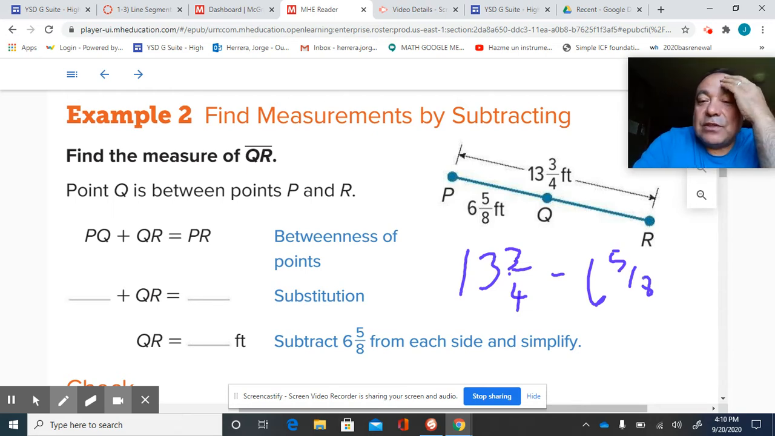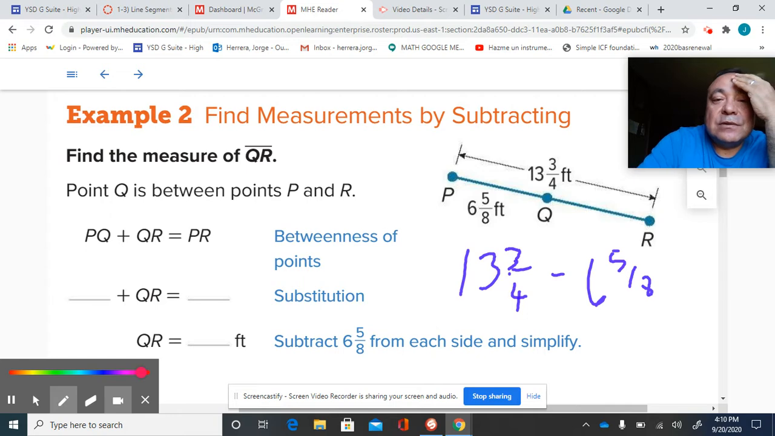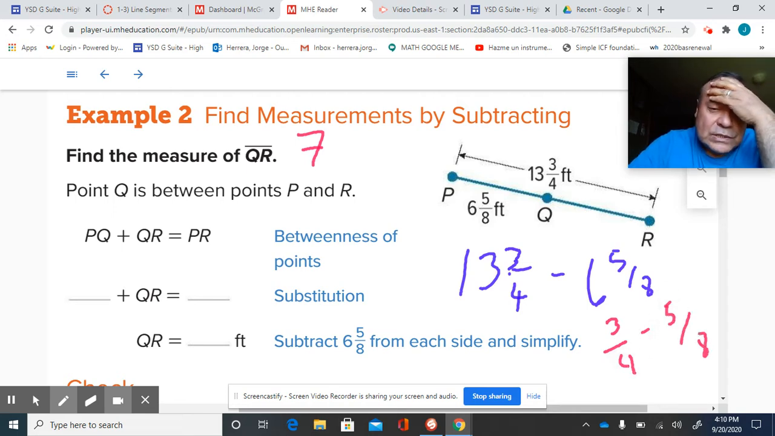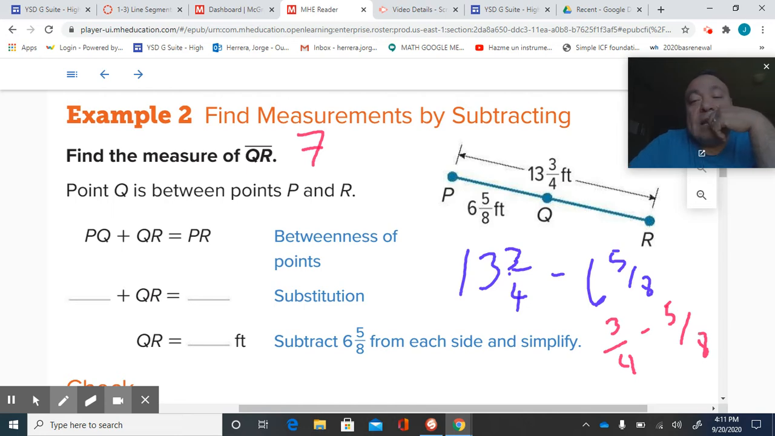It's okay. Please notice that 13 take away 6 is 7. Keep that in mind. 7 is going to be part of the answer. So that's the key. You just put a 7 right there, put it in the back, and then just subtract 3/4 take away 5/8. If you do that, you see the denominators, meaning the numbers on the bottom, are not the same, guys. If they're not the same, then we cannot subtract until we make them the same.